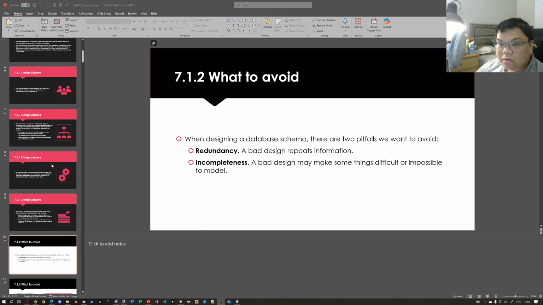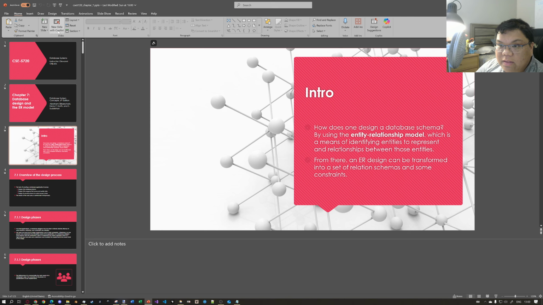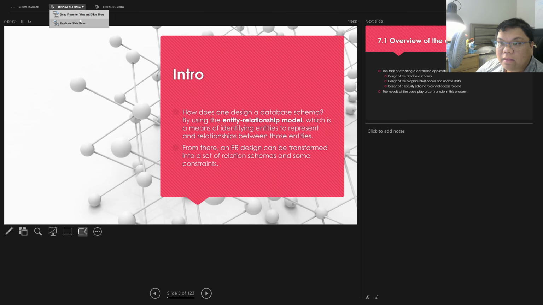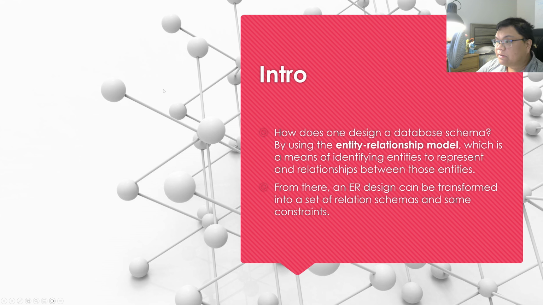Chapter 7 is all about the ER model. The ER model is a means of identifying entities to represent and relationships between those entities. Once we have an ER diagram, we can transform that into a set of relation schemas and some constraints.